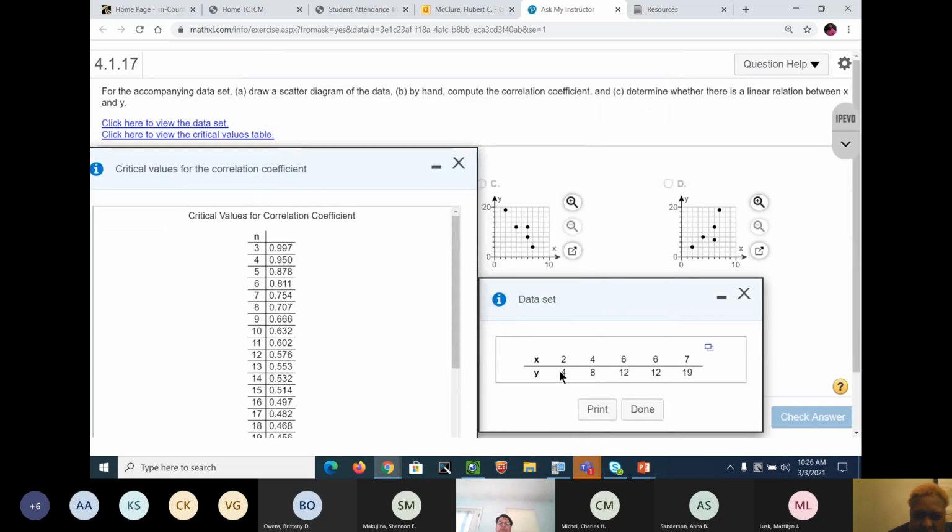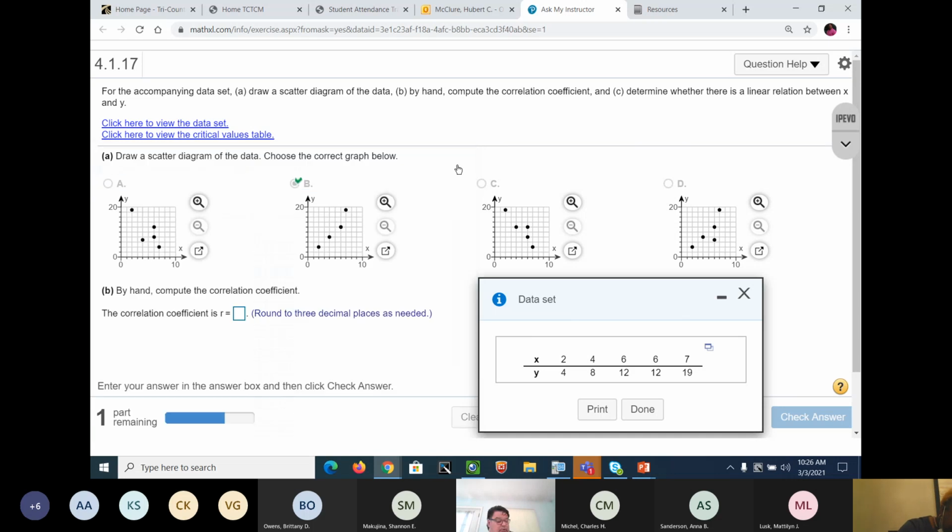How many points do we have? 1, 2, 3, 4, 5. So n is equal to 5. Our critical value, write this down for the problem, our CV, is equal to 0.878. You count the number of points you have, 1, 2, 3, 4, 5, and you match it up with these numbers right here, and that is your critical value. Now you're going to use that later in the question. So critical value equals 0.878.